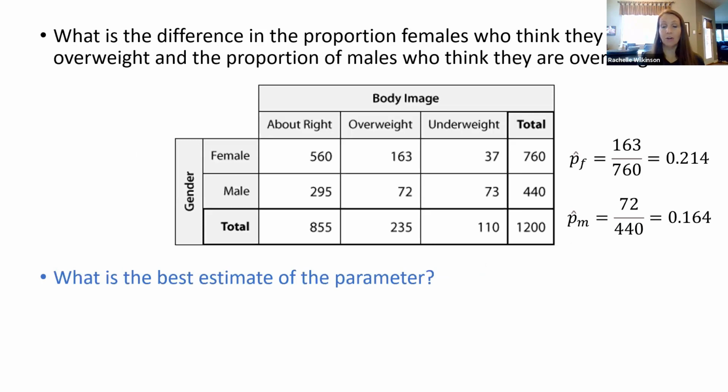Before we go to StatKey though, let's take a look back at how we computed our sample proportions. So the p hat f and the p hat m that we have right over here. These numbers that we used in the fractions here to find those proportions are what we're going to need to enter into StatKey when we get there. So let's write those down real quick and then we'll head over to StatKey.